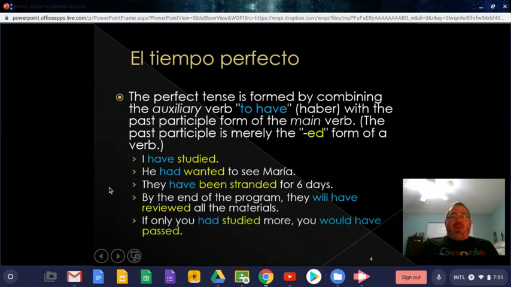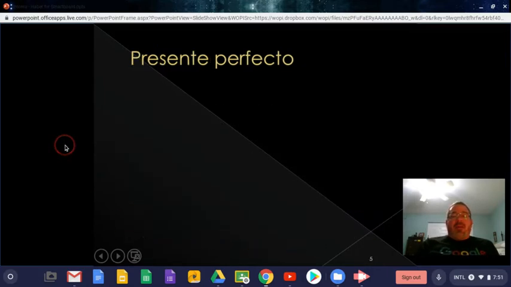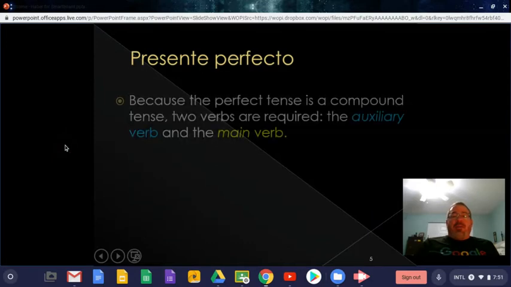This last one, we're not going to deal with right now, or I'm not sure we'll deal with it this year because it's just crazy, but this is a past subjunctive phrase. If you had only studied more, with conditional, you would have passed. Both of them are compound. This is probably one of the most complex things you'll say in Spanish, and I hope to teach you that someday.